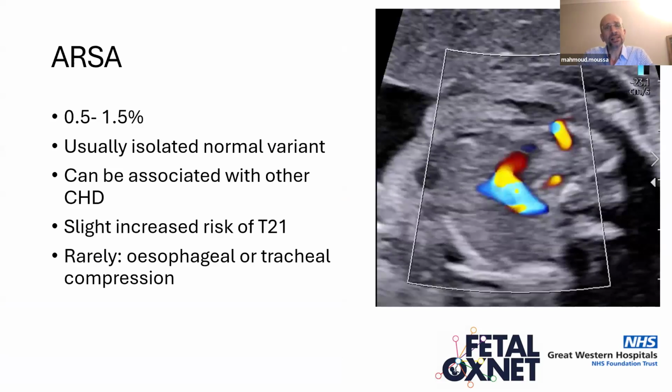The aberrant right subclavian is fairly common, I would say, and it's usually isolated. It's a benign condition in the majority of cases, but it can still be associated with other congenital heart disease. There is a slightly increased risk of trisomy 21, and it's an incomplete ring, so it can rarely be associated with some esophageal or tracheal compression.